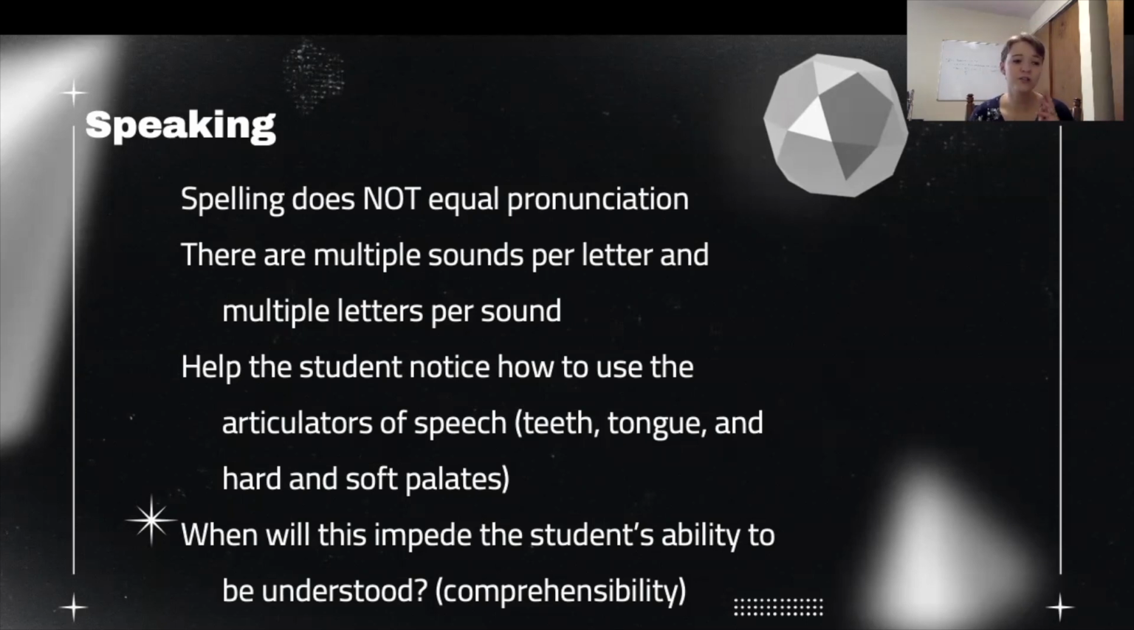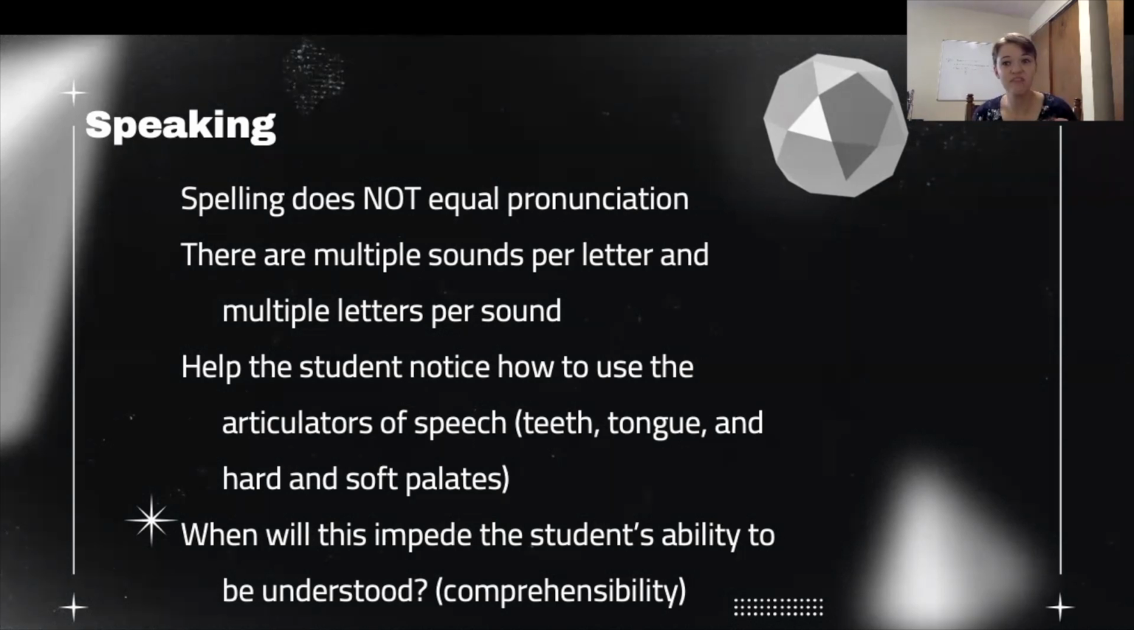So you want to focus on those errors that interfere with their communicative goal. And this is called comprehensibility. Can people comprehend what they're saying? And maybe that is because they're saying 50 as 50, and you're like, is that 15 or 50?